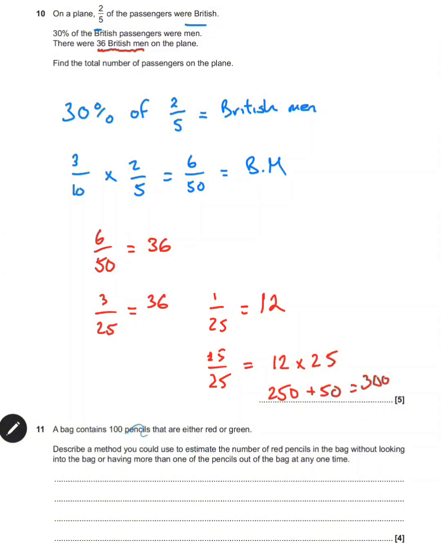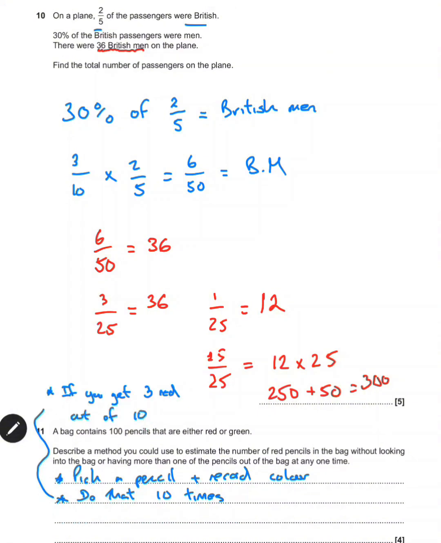Question 11 is saying you've got 100 pencils that are either red or green, and it wants a method to estimate the number of pencils without looking and by only picking one pencil at a time. So what you could do is the following. You could pick a pencil and record the colour. You could do that 10 times. 3 red out of 10. And you're going to do this 100 times. Then you would just do 3/10 multiplied by 100, and that would give you 30 pencils.